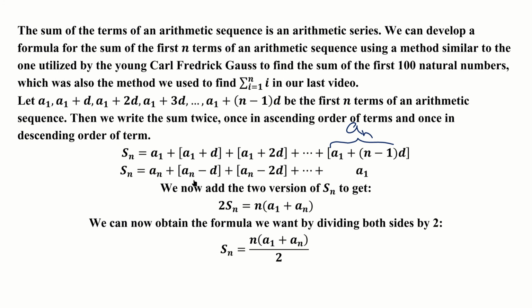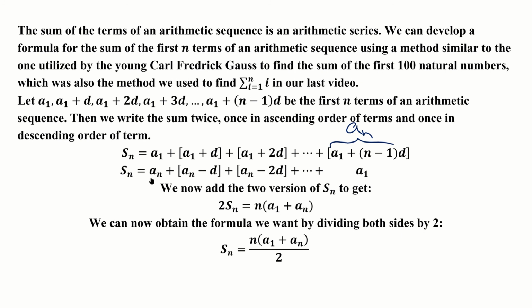Now, if I write it backward, in other words, I start with the last term, an, then what's the next term before it going to be? Well, it's just going to be an minus d, right? And what's two terms before an? That's going to be an minus 2d. We're just reasoning backward, right? And all the way up to what? The first term, which is a1. So we're writing this same sum, but in a backward manner.